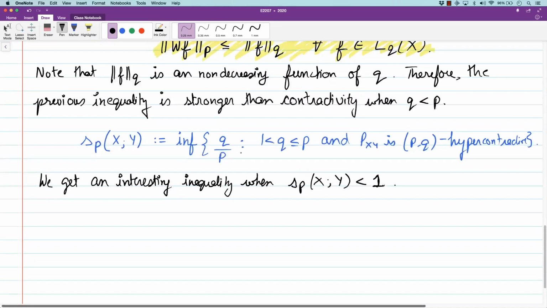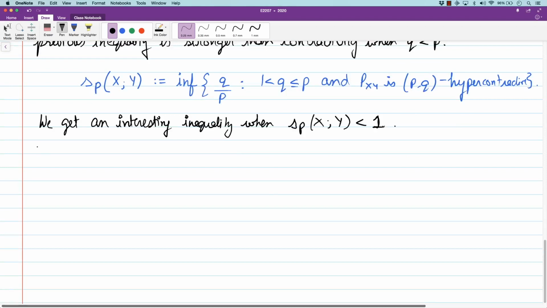Okay, so let's do that. Equivalent forms. Simplification.